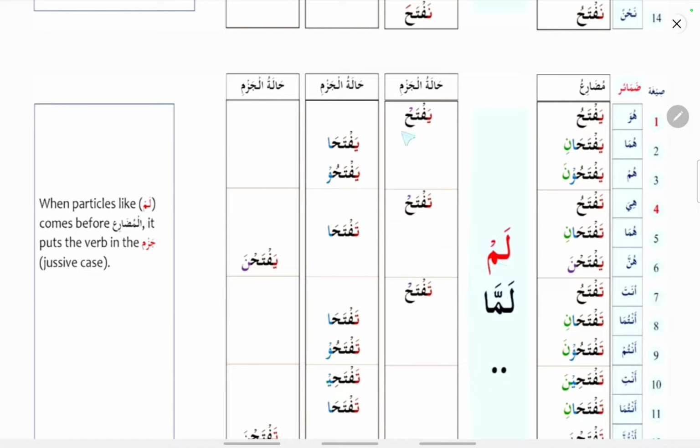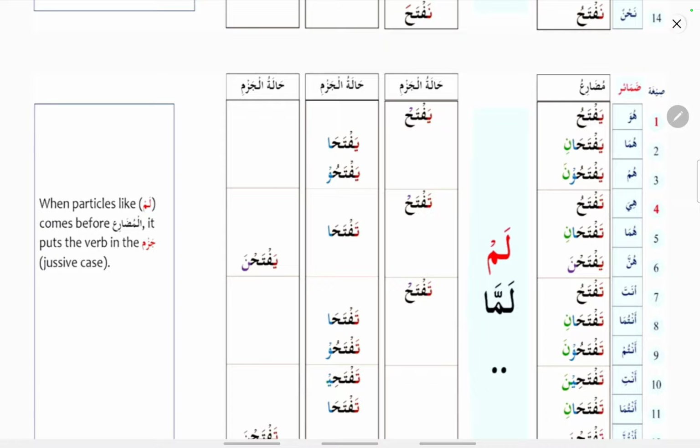Majzoom state means the ending letter will receive a sukun or the noon will be dropped. That is, the singular forms will receive a sukun, and in the dual forms you can see these noons will be dropped. Now whether the given verb is in the mansoob state or in the majzoom state, we will understand through the particles coming before them.